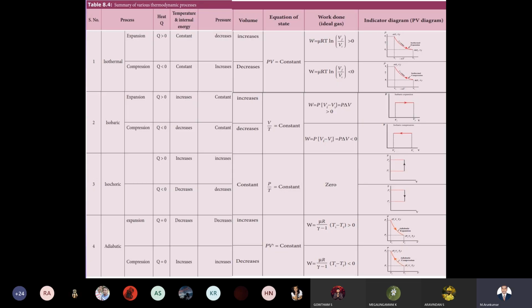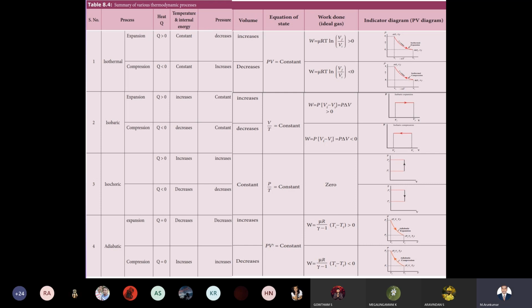Then the next slide, we already discussed this slide. So these are the comparisons of all the 4 processes available in thermodynamics. So we can get the comparison by seeing this figure. So these are all the 4 processes: isothermal, isobaric, isochoric, adiabatic. So we can have isothermal expansion, isothermal compression, isobaric expansion, isobaric compression. Then we can have adiabatic expansion and adiabatic compression. So for every process the PV diagram is stated.